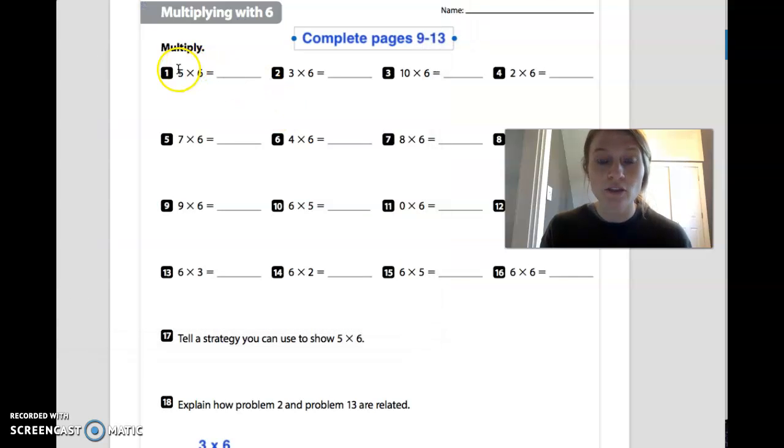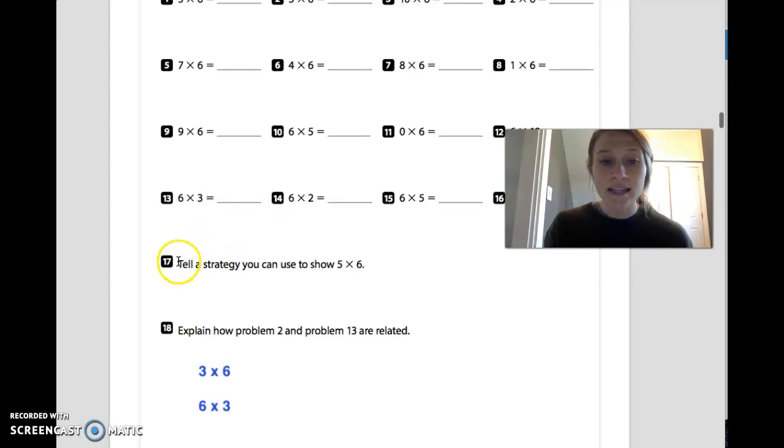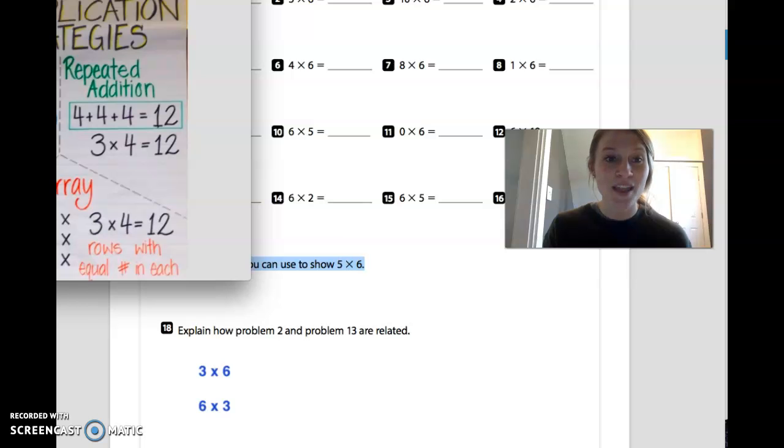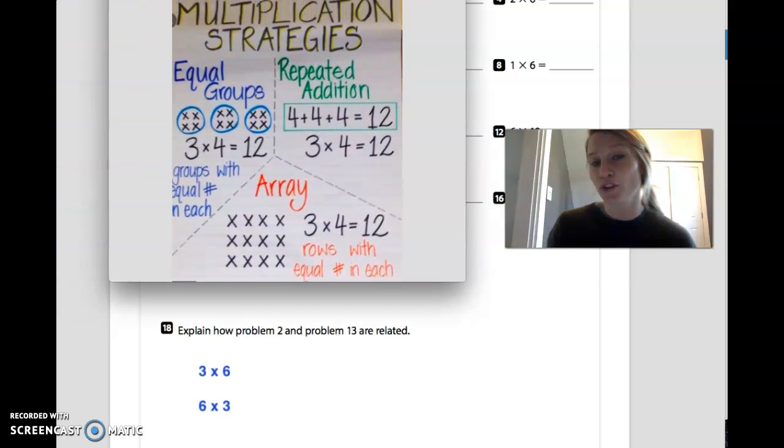So to start with, you can see the first problem, 5 times 6. Just go ahead and write in those facts there. Now, problem 17, tell a strategy of how you can show 5 times 6. So what are you going to do? Are you going to use an array? Are you going to show me equal groups? Are you going to do repeated addition? What strategy are you going to do? So good luck on that, and I want to see what you guys are going to do.